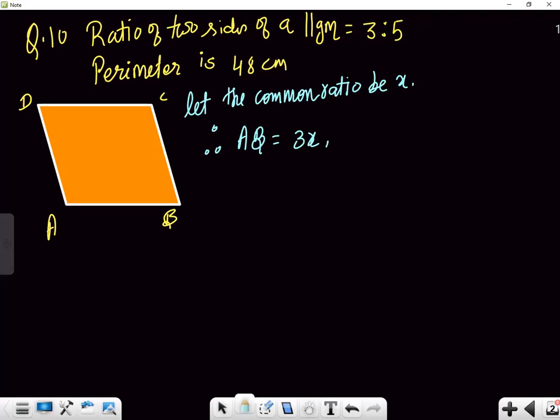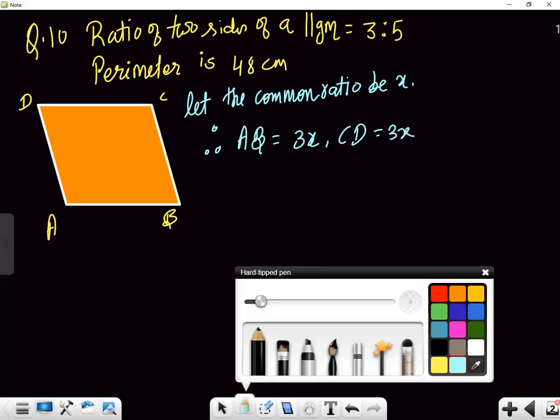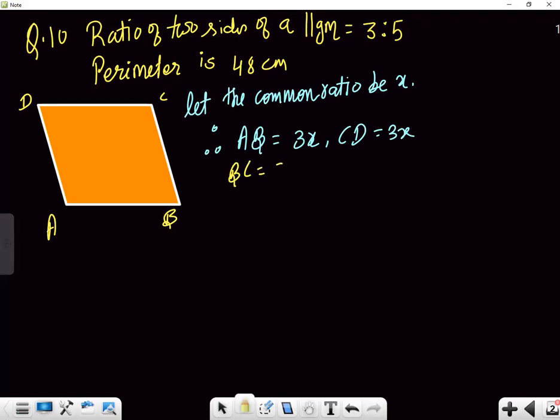AB is equal to CD, so CD will also be 3x. Then AB is 3x, CD is 3x, then BC is 5x, and AD is also 5x because opposite sides of a parallelogram are equal. Parallel doesn't matter here, equal is what matters.